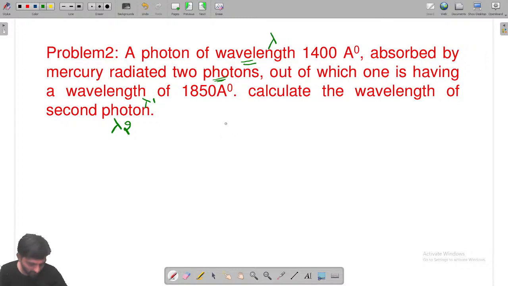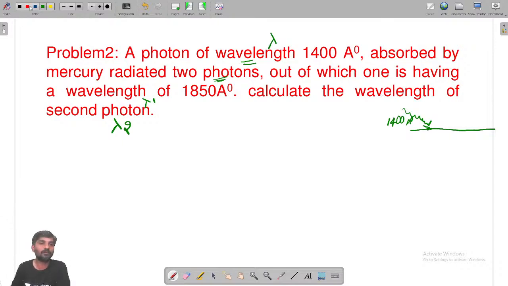So what it is trying to say is a photon having a wavelength of 1400 angstroms is absorbed by mercury. Let's consider you have a mercury here. So the mercury here absorbs some energy. After some point of time, what happens? What is this wavelength, sir? The wavelength of this is going to be 1400 angstroms.